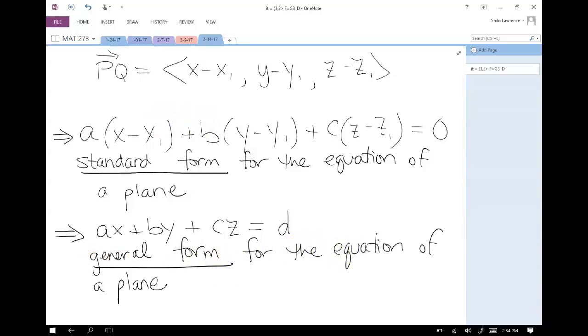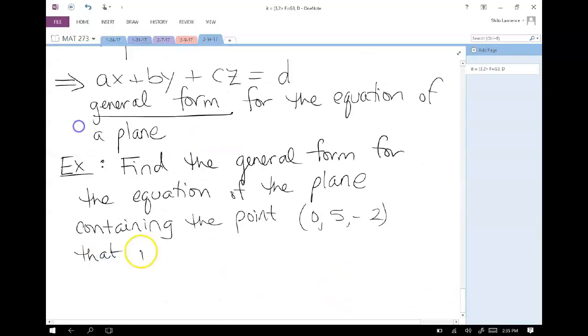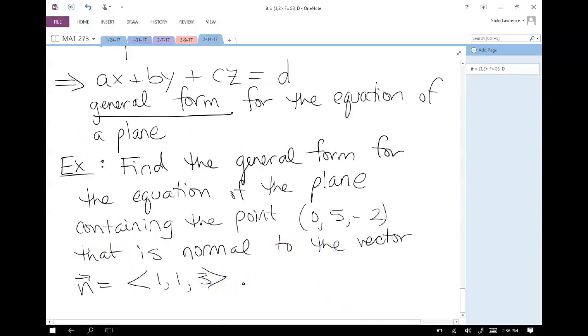And don't think of it as two different formats that you have to remember. The way that we get the second one is just by continuing to simplify the first one. So we're going to find the general form for the equation of the plane containing the point (0, 5, -2) that is normal to the vector (1, 1, 3).